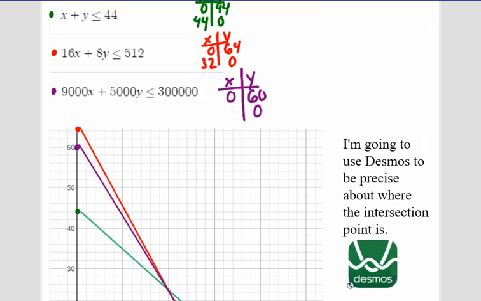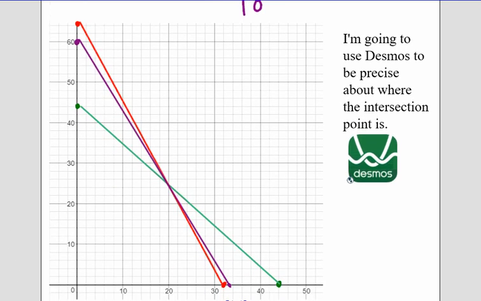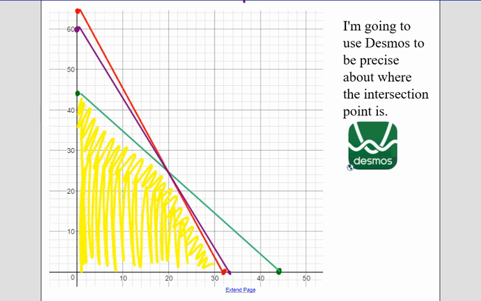Now, I want the region that is below all of them. So below the red, below the green, below the purple. That region, to me, looks like it would be right in here. So any point in this region would satisfy all of the constraints. So it would make all of the constraints true. Now our goal is to find the point in that region that will also make the objective function as large as possible.